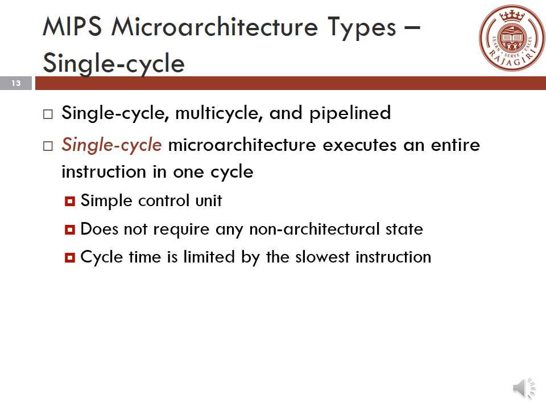Again, the cycle time is limited by the slowest instruction. Since you have a single cycle, the cycle time will be decided by the slowest instruction, because you are giving the same clock to all the instructions. So the slowest instruction decides the cycle time. That's the drawback of single cycle.